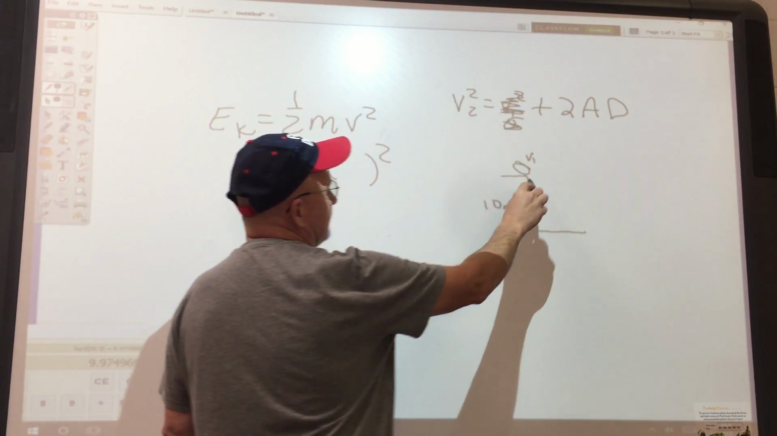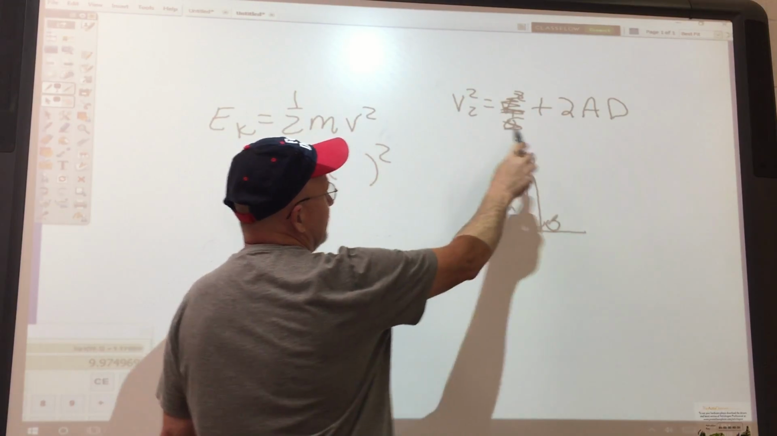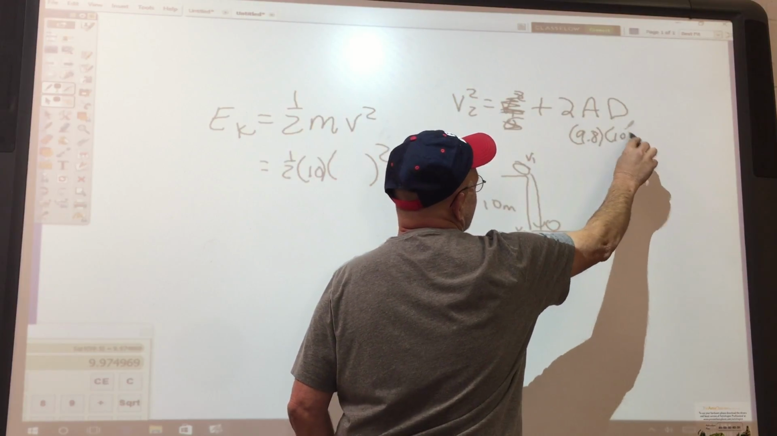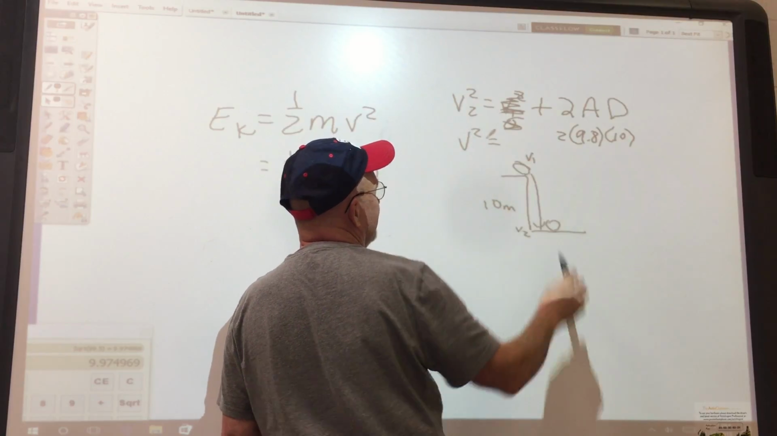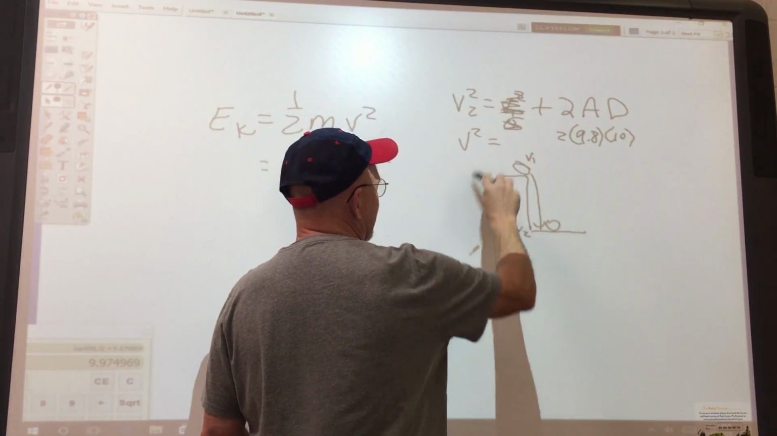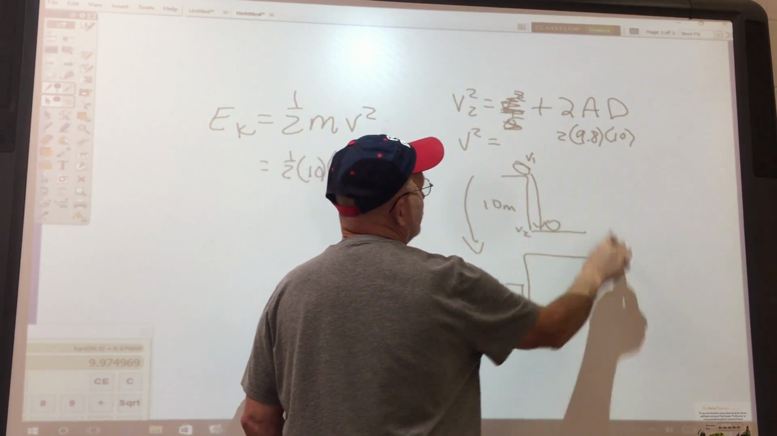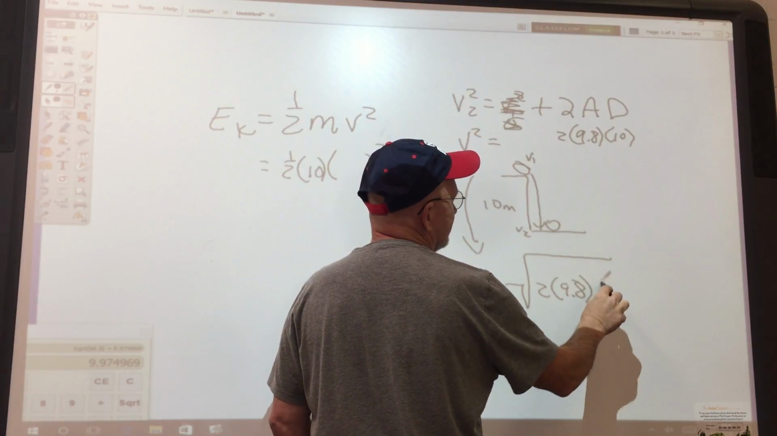So I want to find the velocity that this thing hit the ground at. I can do that because I know this is 9.8, and I know that this is 10. This right here is 2, and that's going to give me that. I'm going to erase this, and I'm going to leave that up there. I'm just going to go around it. My V then is going to be the square root of 2 times 9.8 times 10.